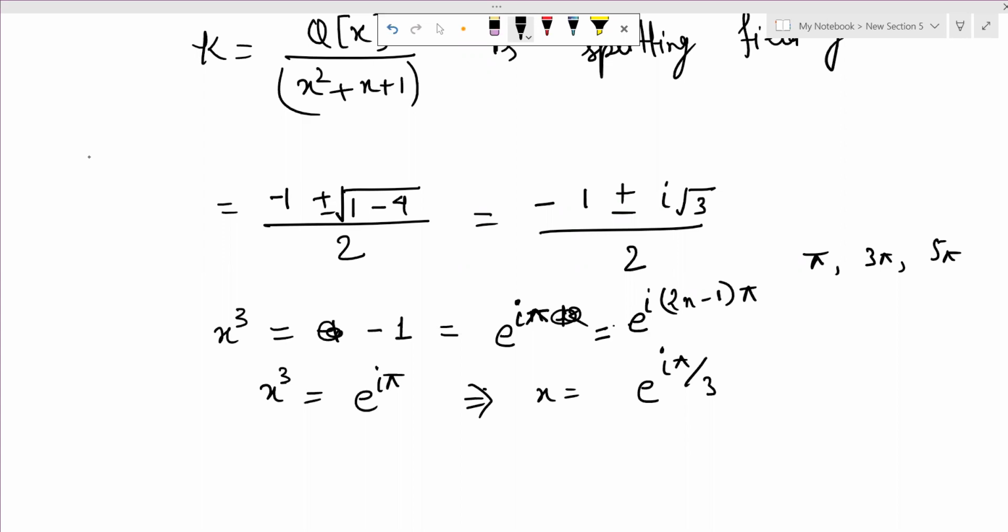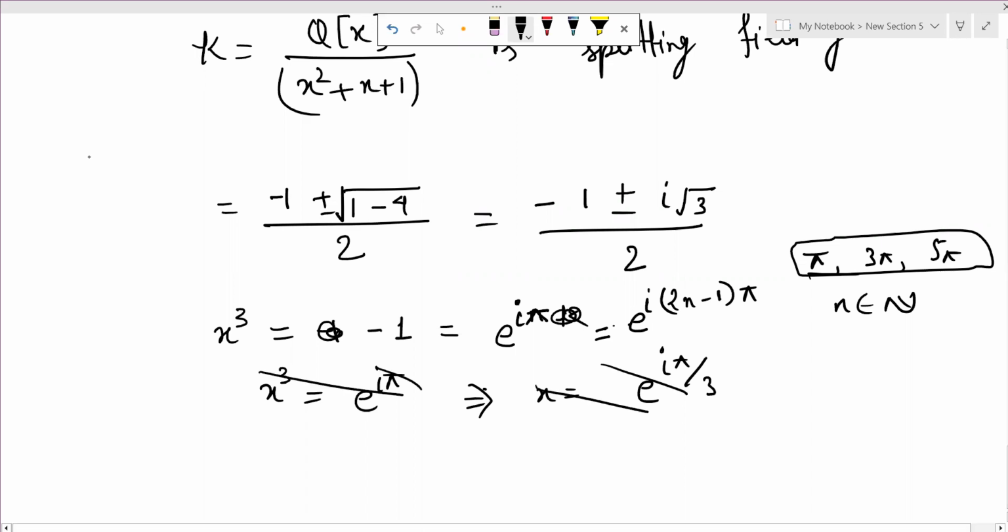In a general way, how can you write it? e to the power i pi is basically one value, but what is the general value? For n belonging to natural numbers, this is the way you can write it, right? For n equals 1, this is pi. For n equals 2, it is 3 pi. For n equals 3, it is 5 pi. Basically, this is the way to write. Agreed or not? Yeah. So this is e to the power... Let me write this line again.